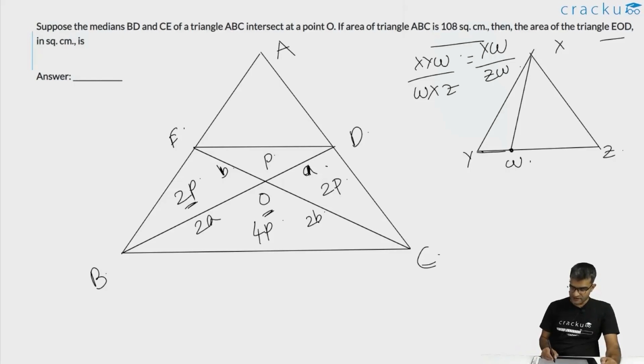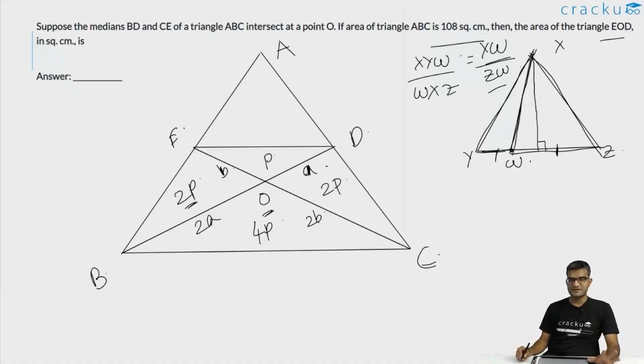Because the height of triangle WXY and the height of triangle WXZ, both of them are the same. The height will essentially equal the length of the perpendicular drawn from X to YZ. So if the height is the same, the ratio of the areas is basically the ratio of the length of the bases. So in this case, this will be equal to XW by XZ. Whatever is this ratio, that will be the ratio of the areas.